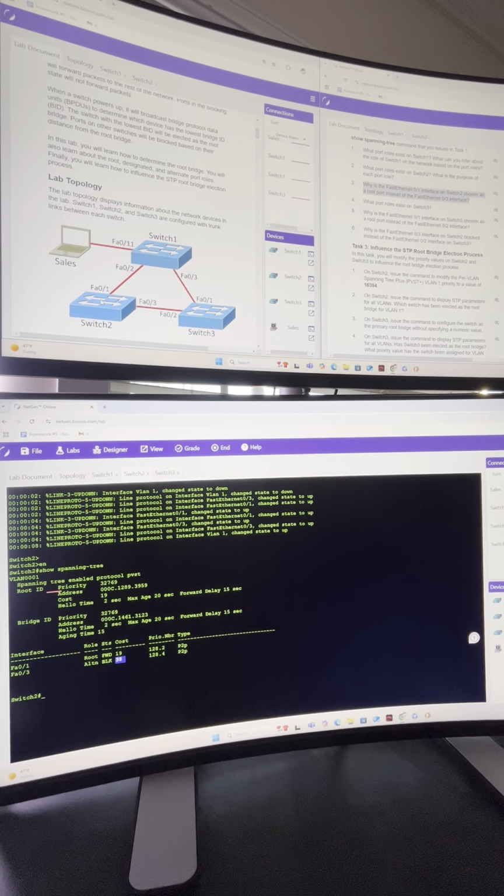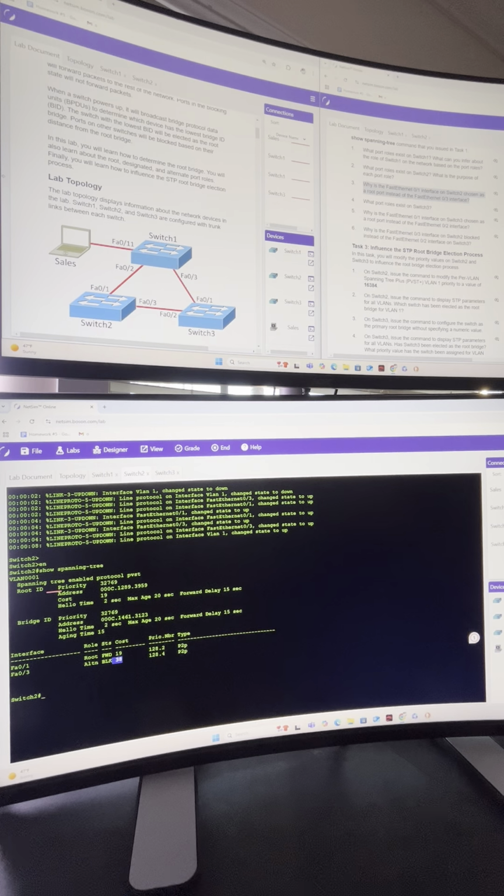So it's only one Fast Ethernet link up to switch 1, and we have 2 through the Fast Ethernet 0/3 connection. It has to go through 0/3, and then it has to go through 0/1 on switch 3. So that's 19 plus 19, which is 38. So we only have 19 for the one link, and then 38 for the 2 traversals of the Fast Ethernet ports if we go through the Fast Ethernet 0/3. We only have 1 for the Fast Ethernet 0/1 up to switch 1.